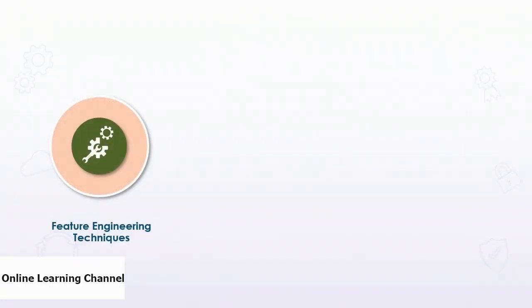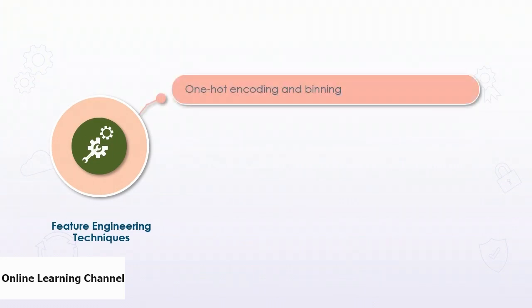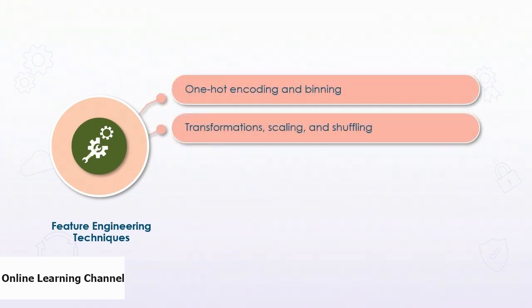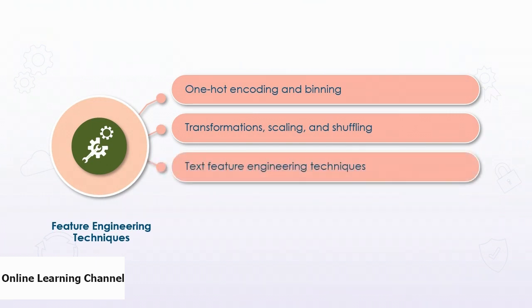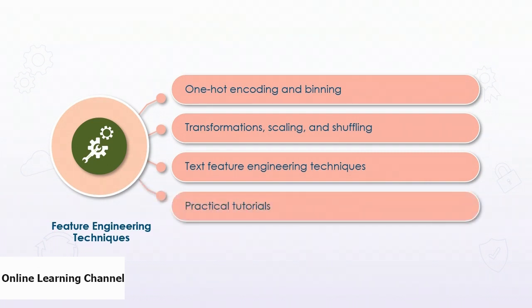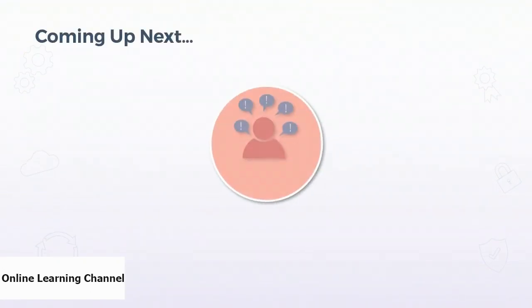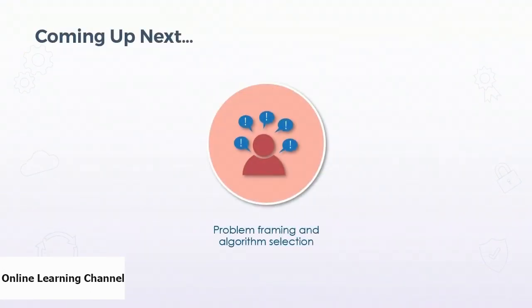In this course, we learned about different feature engineering techniques such as one-hot encoding, binning, transformations, scaling, and shuffling. Then we saw a practical tutorial explaining how to use encoding and binning on your dataset. From there on, we learned about different text feature engineering techniques such as TF-IDF, bag of words, and bag of n-grams. After that, in a practical tutorial, we learned how we could prepare the data for applying the TF-IDF technique on your text dataset. In the next course, you will learn about problem framing and algorithm selection.